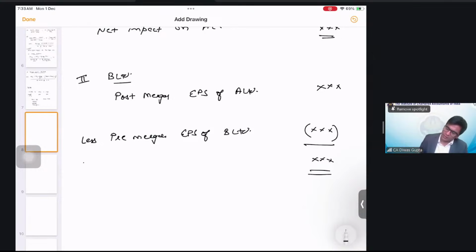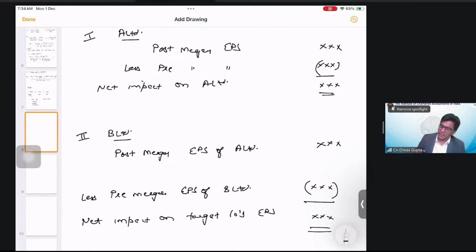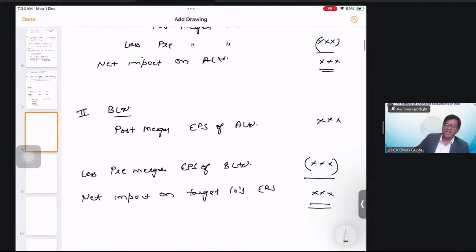Now, this is going to tell us the net impact on target company's EPS. But there is one mistake that I did here, and I've deliberately done that. In case anyone of you would want to contribute to what could have been the correction here.